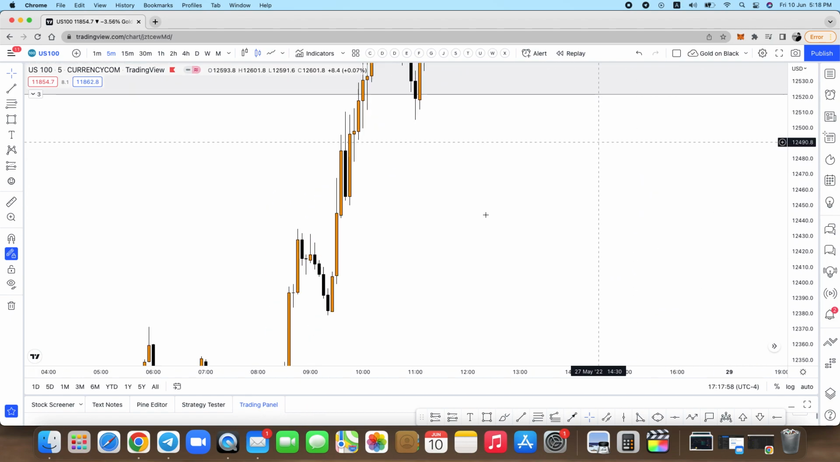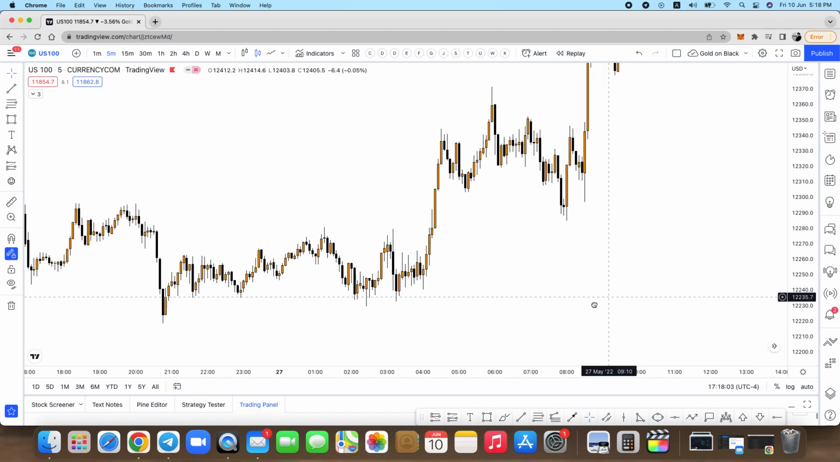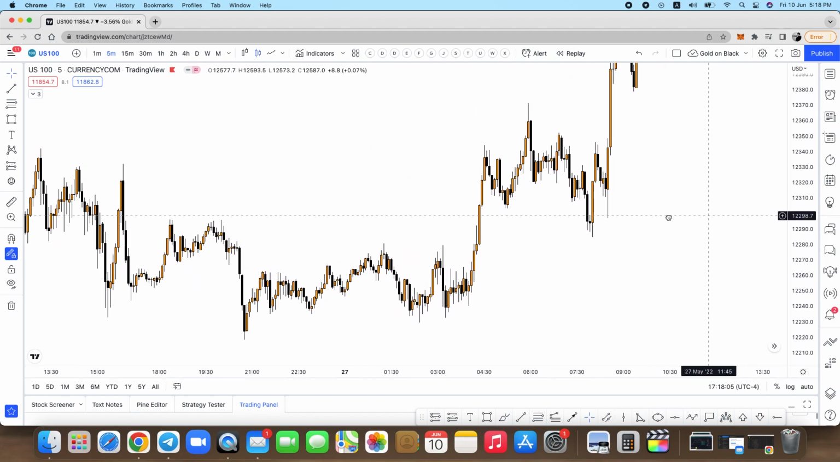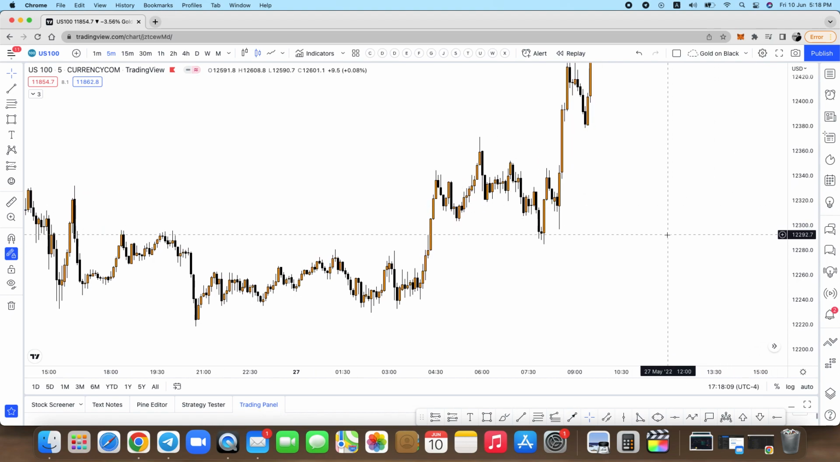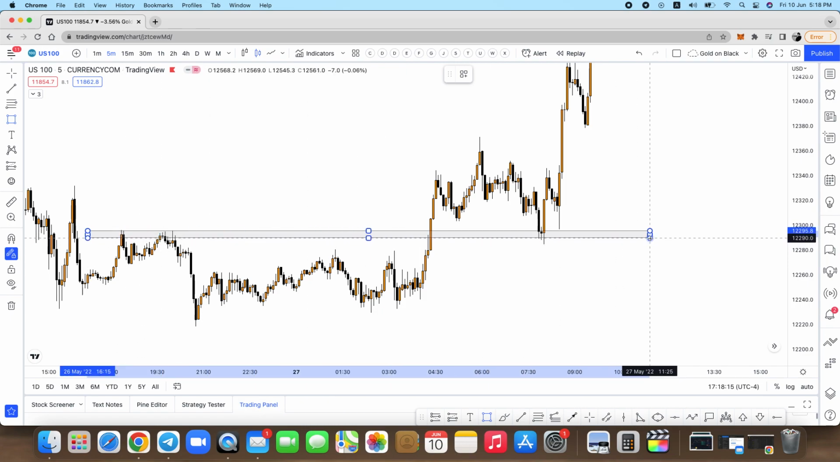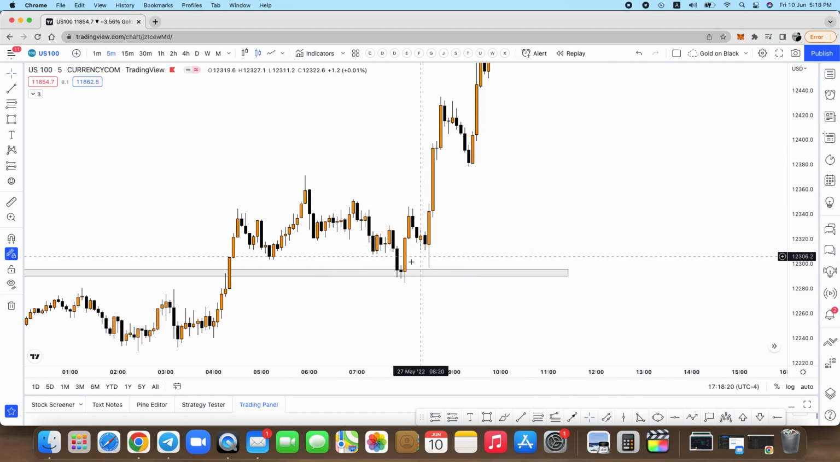Sometimes, let me see, keep looking. Look at this, this is looking nice. And as a matter of fact, oh, look at this. Right here, there is a nice resistance, also support. What is it doing on this support?